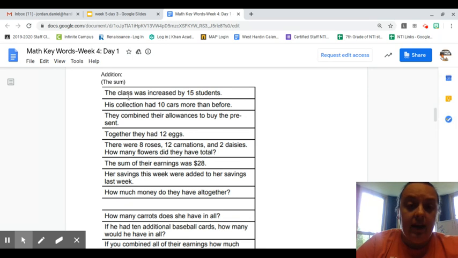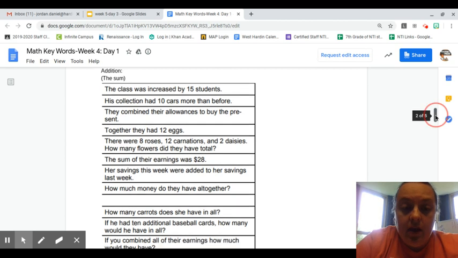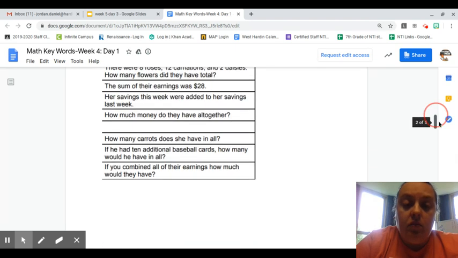Now, if that might be a struggle, if you keep scrolling down in the document, it gives you examples. The first one is addition. The other word that goes with addition we talked about is sum. But then it also gives you words you might see, like increased, more than, combined, together, total. These down here are just examples. You don't have to move them up to the top, but it is just some examples to help you move your words at the top.